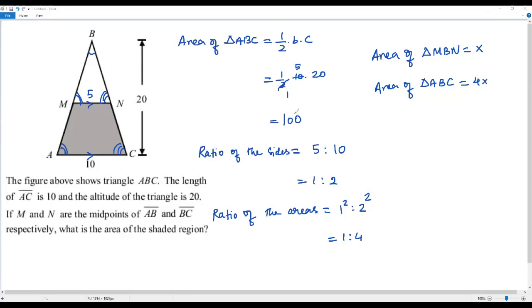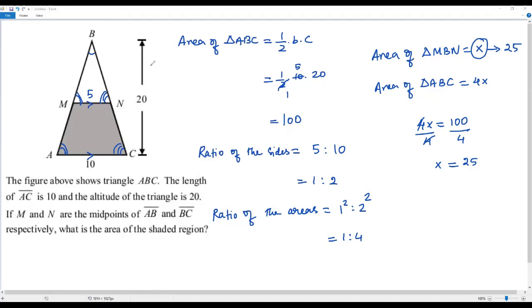But already we have the area of the bigger triangle ABC, that is 100. Here we got the area of the bigger triangle ABC as 4x. So this 100 and this 4x represent the same thing, the area of triangle ABC. So we can equate them, that is 4x equals 100. Now let me divide both sides by 4 to solve for x. This 4 will cancel out. Then I'm getting x equals 100 divided by 4, which is 25. Okay, now I got the value of x. Actually, x represents the area of the smaller triangle MBN. Now we got the area of the smaller triangle MBN.